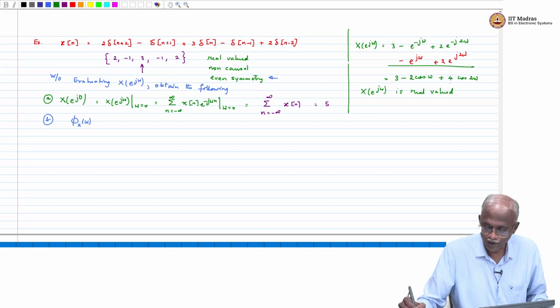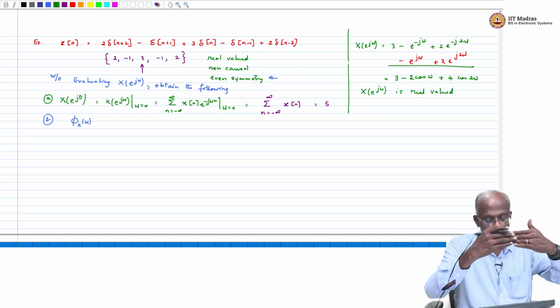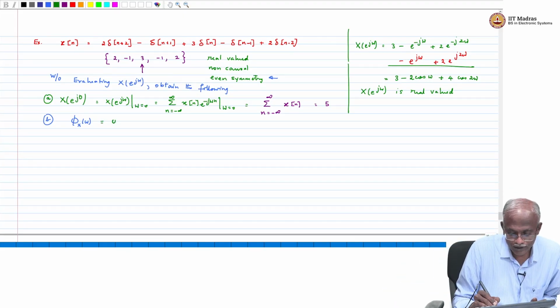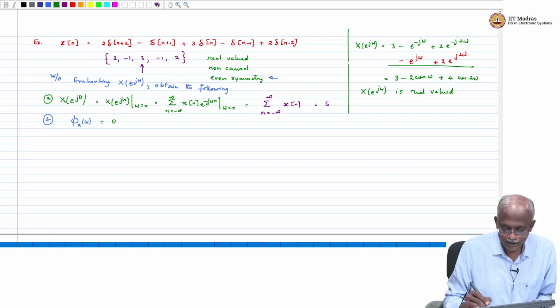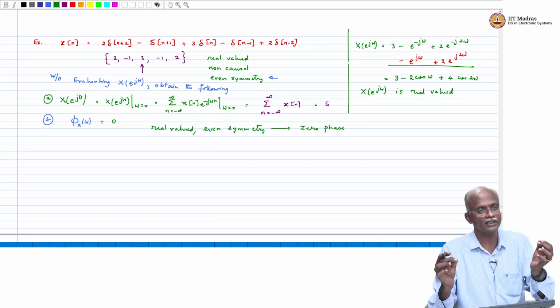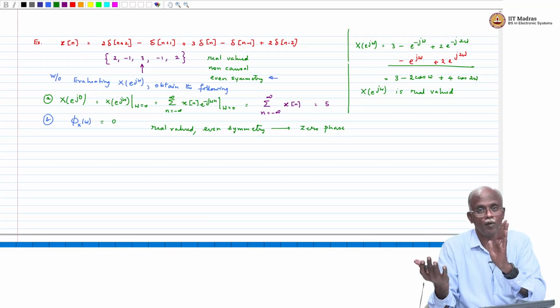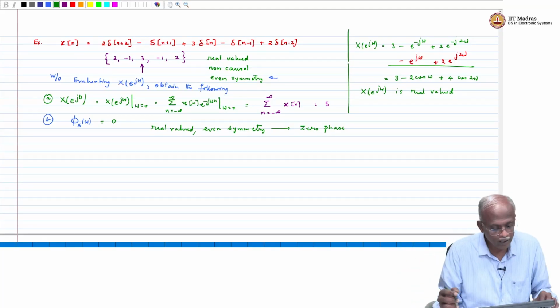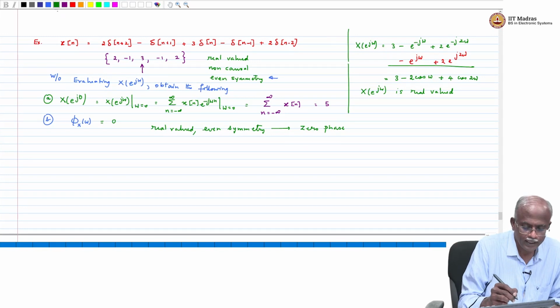So, if you see a real valued sequence that has even symmetry, then the Fourier transform is going to be real valued and therefore, the phase is going to be 0. A sequence that is real valued and having even symmetry always will have 0 phase. This is the definition of what is called a 0 phase sequence. The discrete time Fourier transform, if you look at its phase, will be 0 because the transform is real valued. Okay, just a couple more interesting ones.